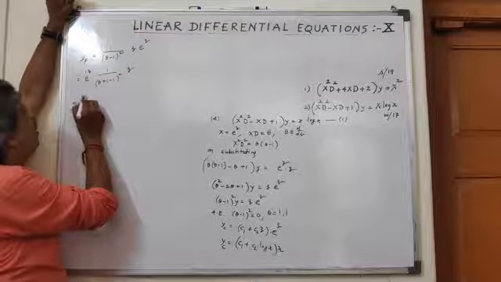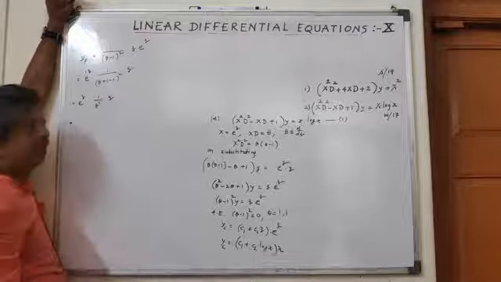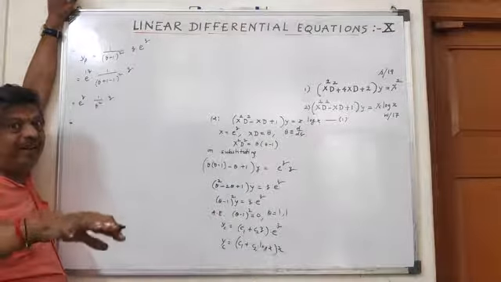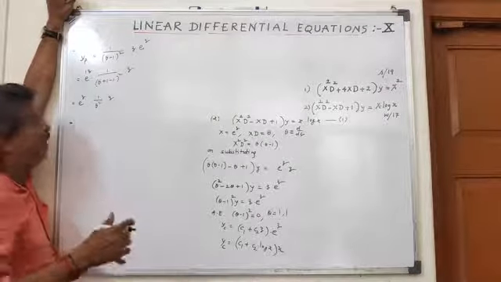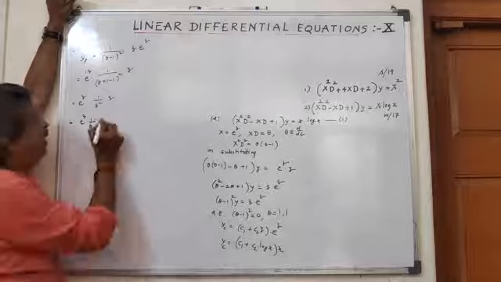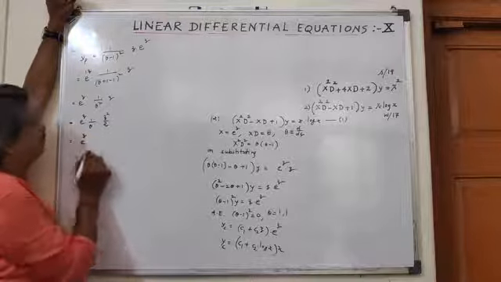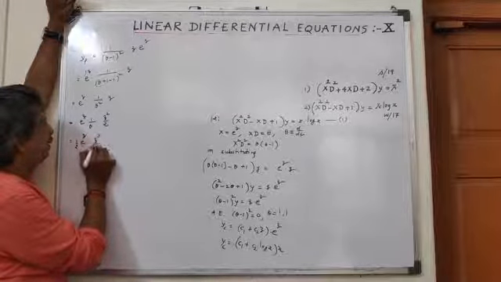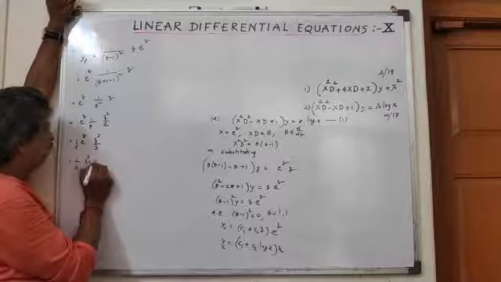So e raised to power z into 1 upon theta square operating on z. Theta is d by dz, note this. So 1 upon theta would obviously equal integrating with respect to z, and 1 upon theta square means integrating twice. So e raised to power z, 1 upon theta, integrating once, integral of z is z square by 2. Integrating again the second time, 1 by 2, integral of z square is z cube by 3. So it is 1 by 6 z cube into e raised to power z.